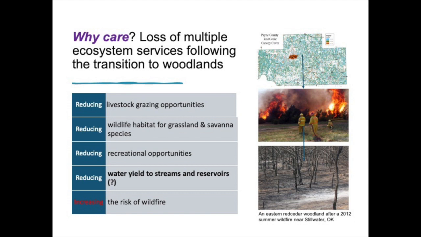So you would ask, why care? So what? Why should we care about the red cedar encroachment? There are many studies showing that if an open landscape turns into a much denser woodland, you start to lose very important ecosystem services, particularly livestock grazing opportunity and wildlife habitat, particularly for grassland and savanna species. And of course, you will lose some recreation opportunity.